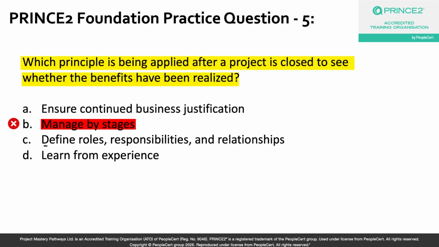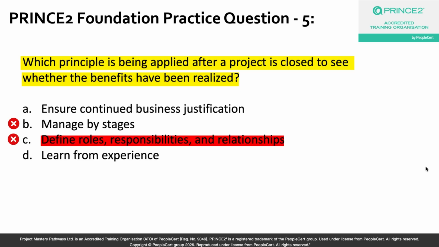Let's look at option C. Define roles, responsibilities, and relationships. Okay, so this one is about establishing clear governance and accountability structures across the business, the user, and the supplier communities during the project. Now, while it's true that the senior user carries accountability for confirming benefits even after closure, however, the act of reviewing whether the benefits have been realized is not an exercise in defining the roles, okay? The roles were already defined at the beginning of the project, which is during the initiation stages of the project. So that is why option C is incorrect.